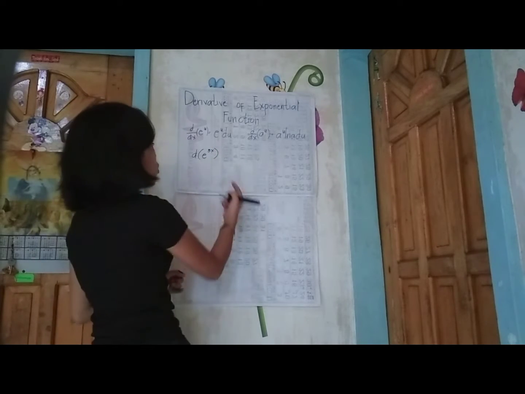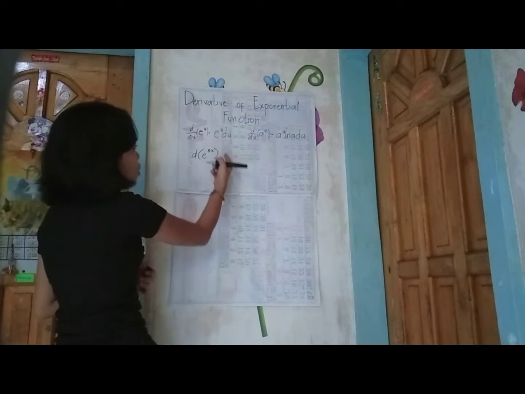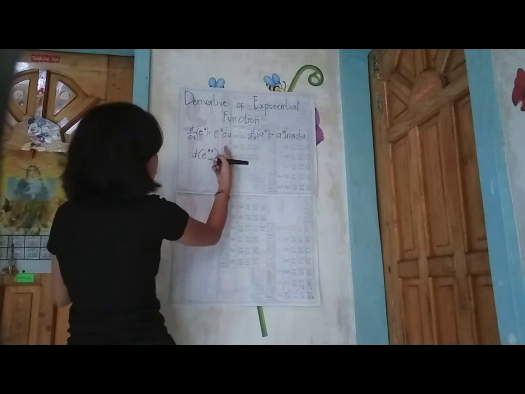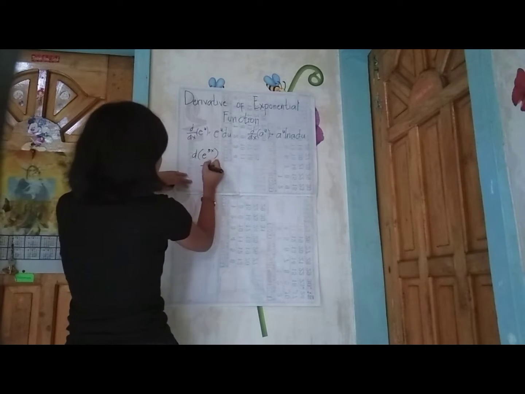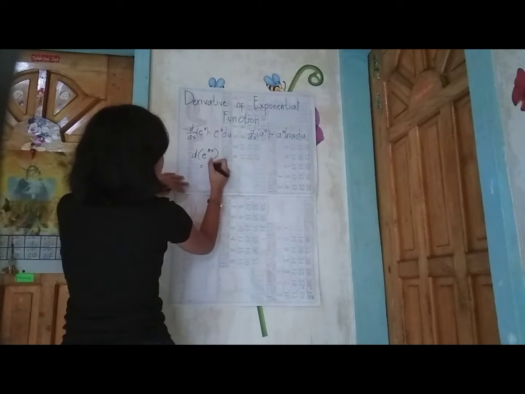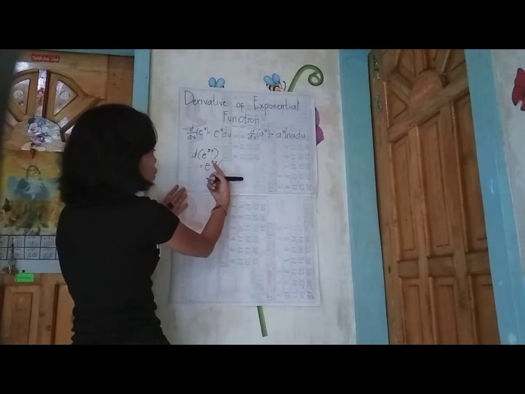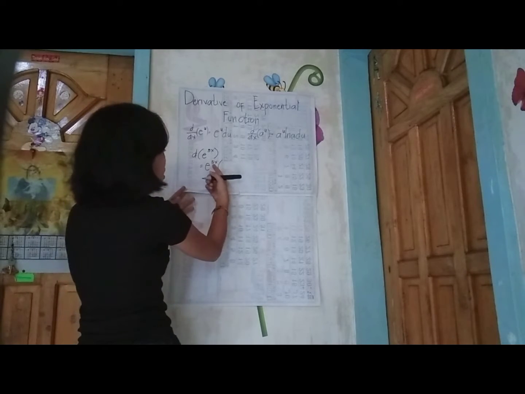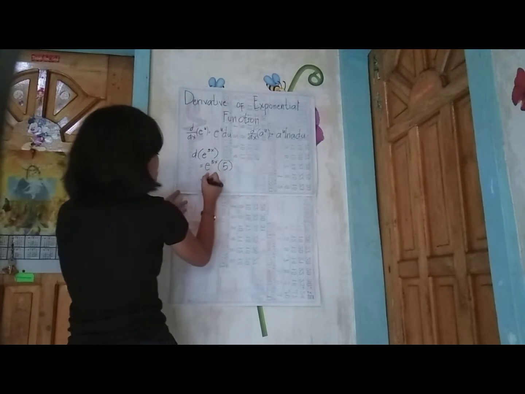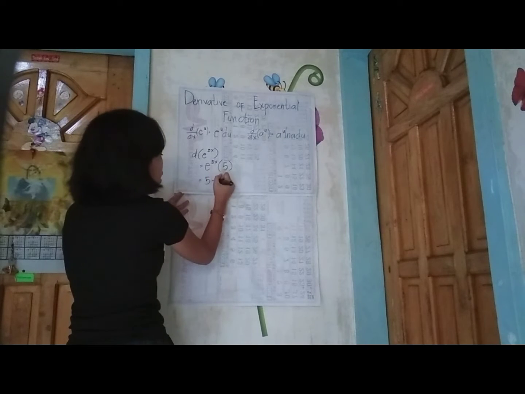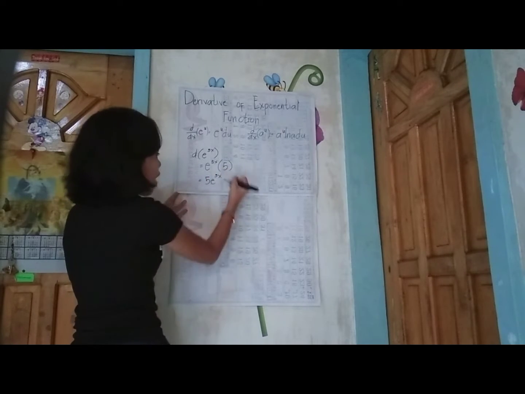So our first example is find the derivative of e raised to 5x. So our formula to be used is e raised to u is equal to e raised to u multiplied to the derivative of u. So we will write e raised to 5x multiplied to the derivative of u. Our u is 5x and its derivative is 5. So our final answer is 5e raised to 5x.